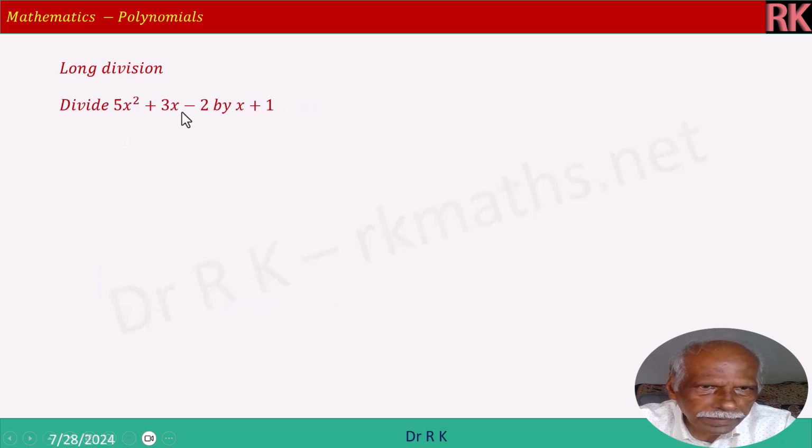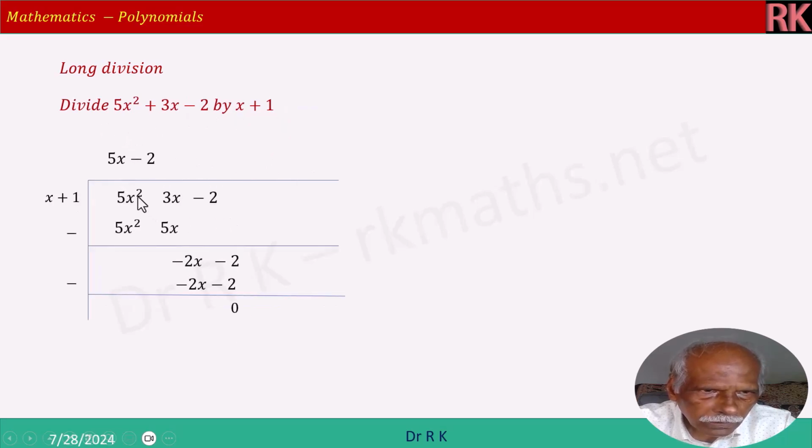Divide 5x squared plus 3x minus 2 by x plus 1. So I have done it. 5x squared plus 3x minus 2, x plus 1 is outside. I multiply by 5x first. 5x into x is 5x squared. 5x into 1 is 5x. So 3x minus 5x is minus 2x. Minus 2, I bring it down.